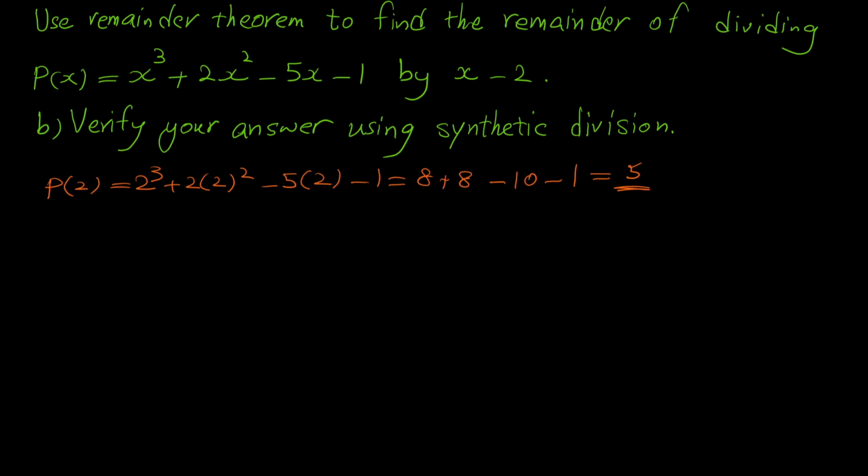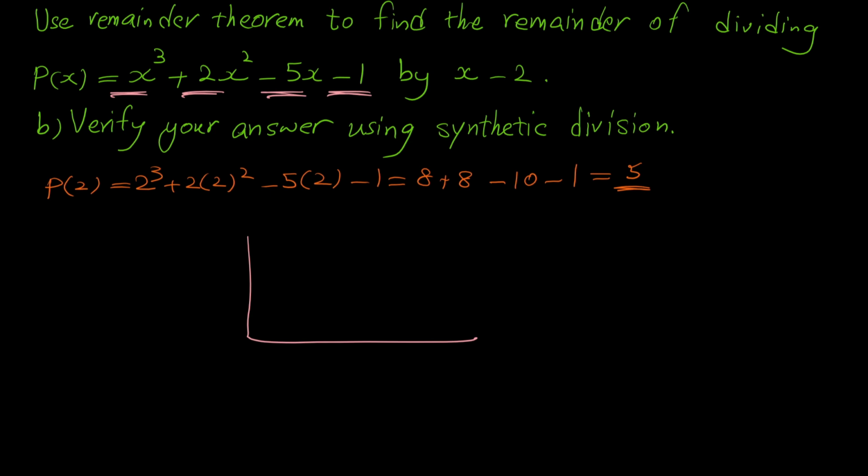In the second part of the question, we are asked to verify this answer using synthetic division. We know that the remainder is 5, but we want to verify it. So we are going to do synthetic division to verify that the remainder is 5. If you remember synthetic division, we always draw something like this. We put the coefficients of the polynomial in order from the highest degree to the lowest degree in here.